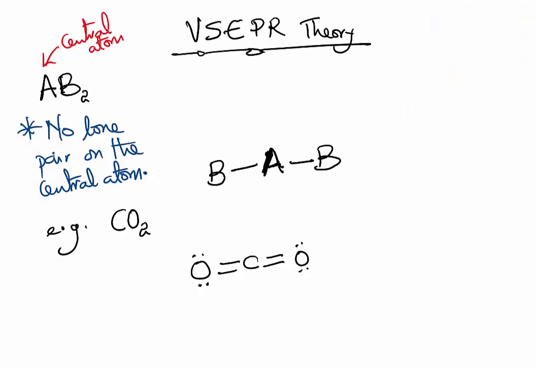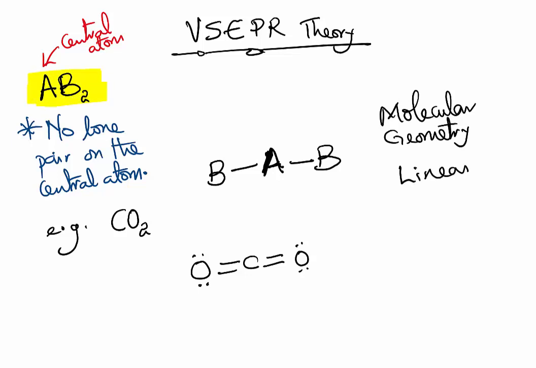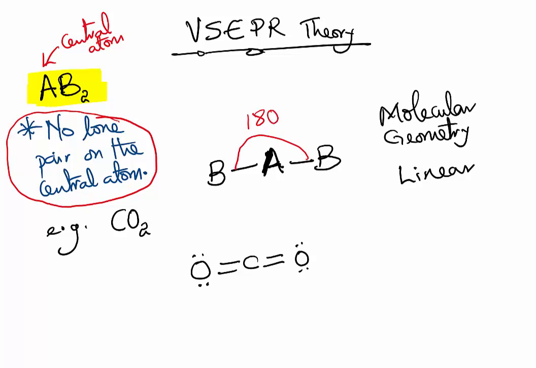So the molecular geometry for AB2 type molecule is linear. But again, let me stress the fact that we do not have any lone pair on the central atom. If we do, the molecular geometry will be different. We will consider that in a moment. Also, another thing to note here is that angle BAB is 180 degrees.